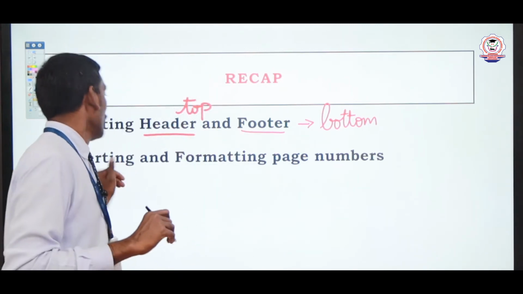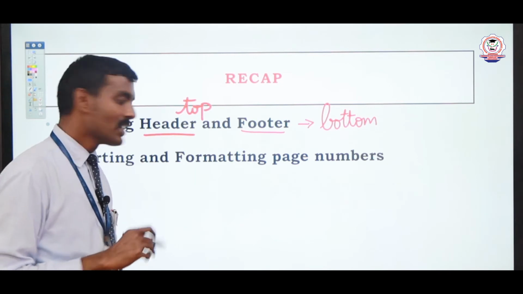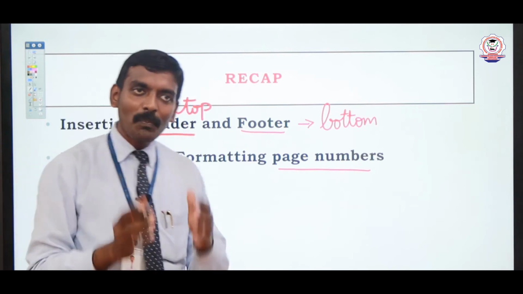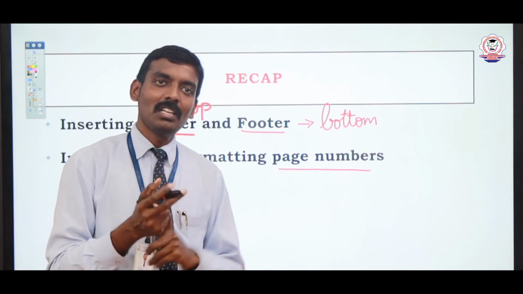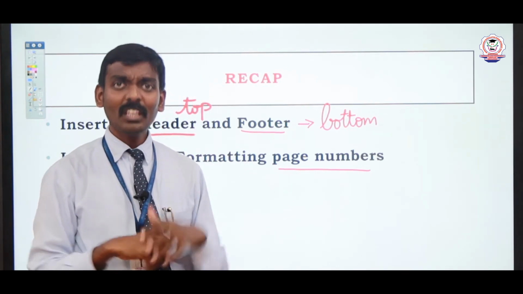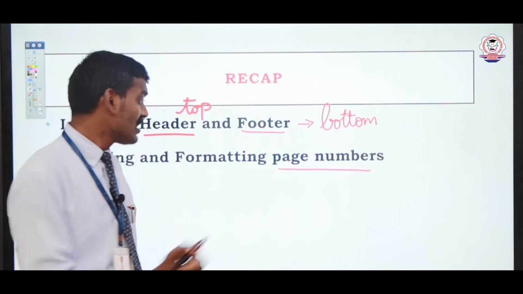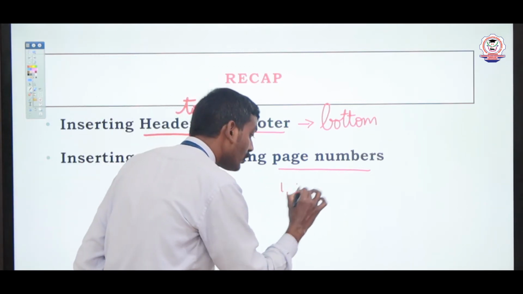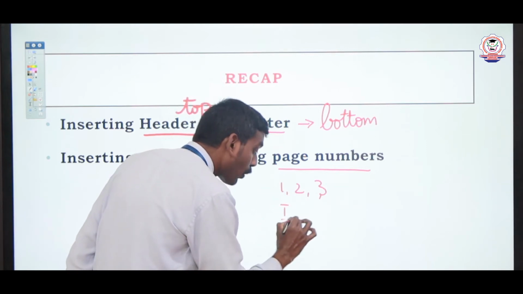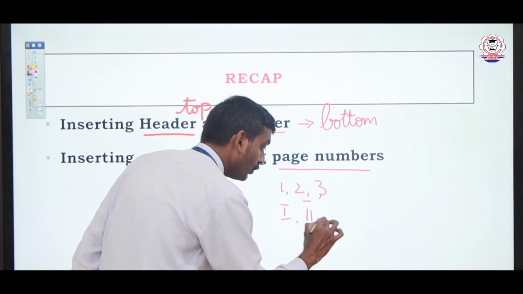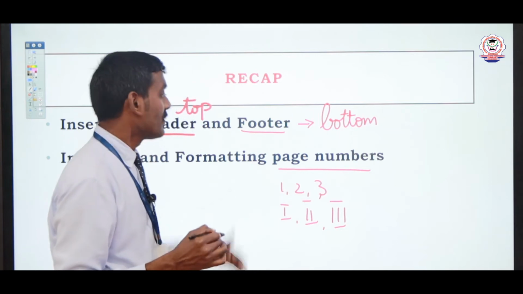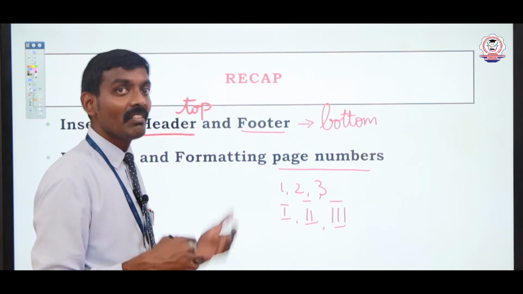And inserting and formatting page number. What is the purpose of a page number? We want to find a particular page in your textbook or any material or any dictionary, whatever it may be. For this purpose, we are inserting a page number. That page number is by default 1, 2 and 3. Suppose you want to change that format to Roman letters, I, II and III. These concepts were discussed in the previous session.